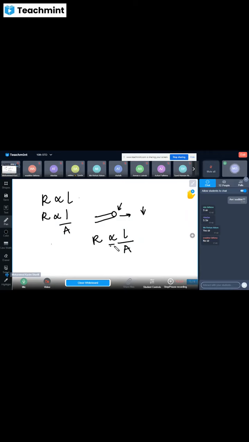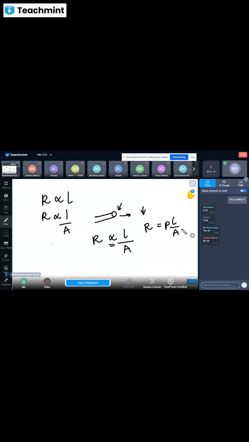Now we need to get rid of this proportionality sign and replace it with an equal sign. So in that case, we will say that resistance is equal to a particular constant. Now that constant is called rho, into length divided by area. Fine. So the last thing we discussed, where we stopped last class, was what are the factors on which the resistance of a particular material is dependent.